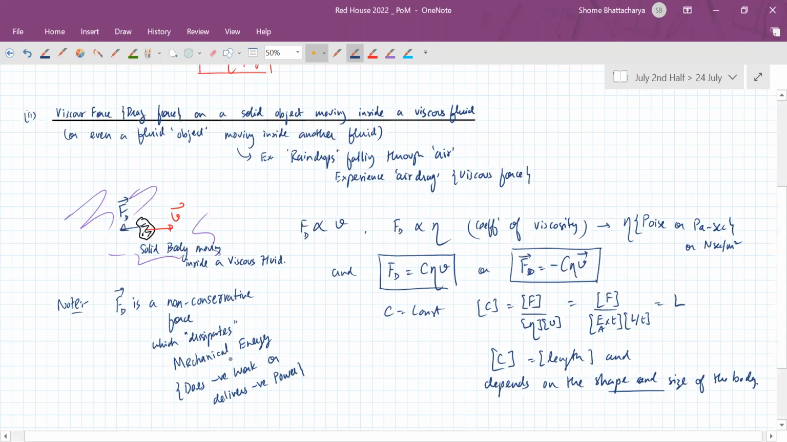Just like kinetic friction in that sense, that also does negative work. But the difference is kinetic friction is independent of the speed with which the object is moving, or the relative speed. It only depends on the coefficient of friction and the normal contact force. Here, the magnitude of the drag force also depends on the relative speed because the object is moving inside the fluid. The faster the object is moving, the larger the drag force becomes.